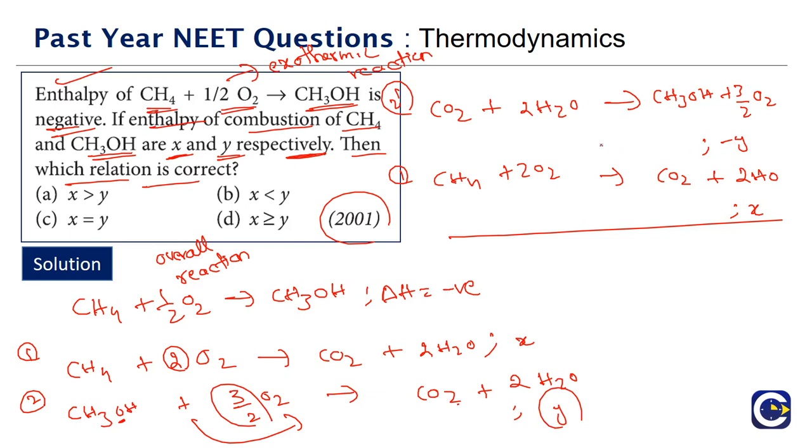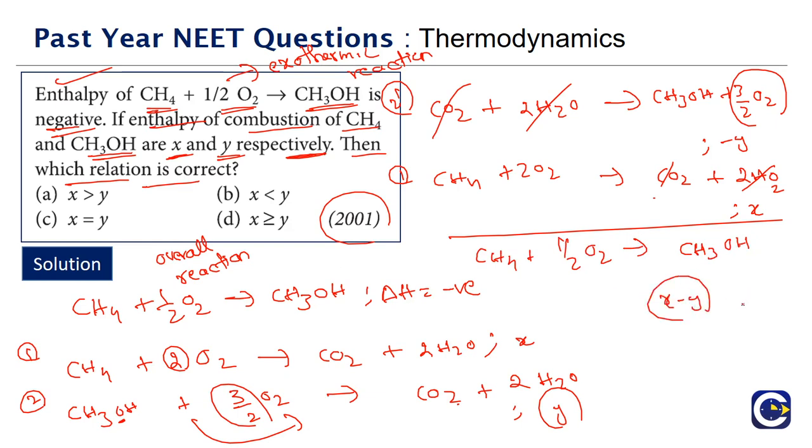Minus Y. Okay, now if you see it, CO2 and CO2, 2H2O and 2H2O cancel, and here we have 3/2 O2 and 2 O2, which will be giving us CH4 plus half O2 gives rise to CH3OH. That is our overall equation. Means for this the enthalpy change will be equal to X minus Y. The value of X minus Y is coming as negative.